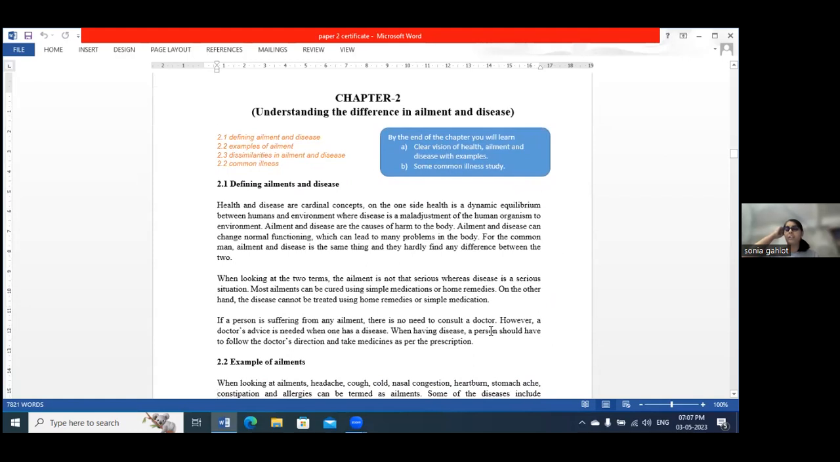Okay, good evening, everyone. So let us start with chapter 2 of our second book, that is understanding the difference between the ailment and the disease. Before starting with the next chapter, I would like to ask if any one of you have any kind of doubt regarding the last chapter which we did on Monday, so we can move further.